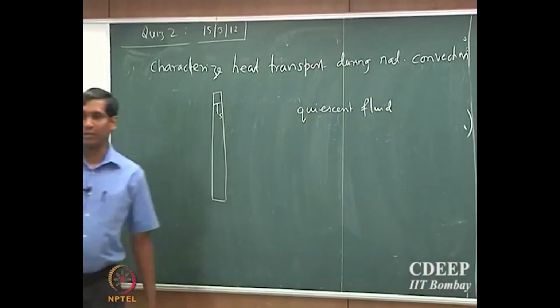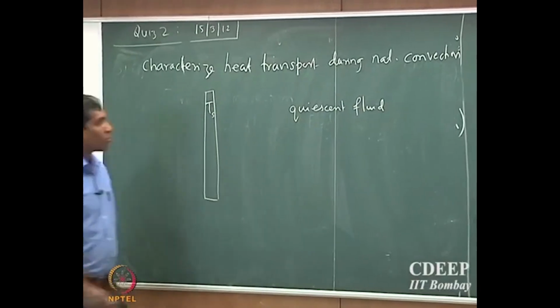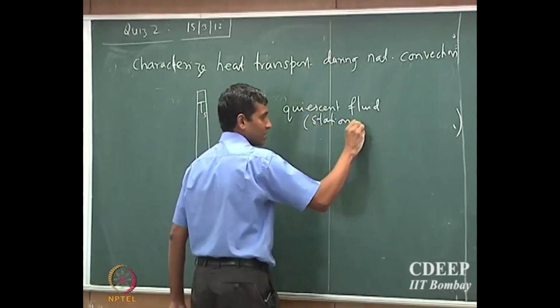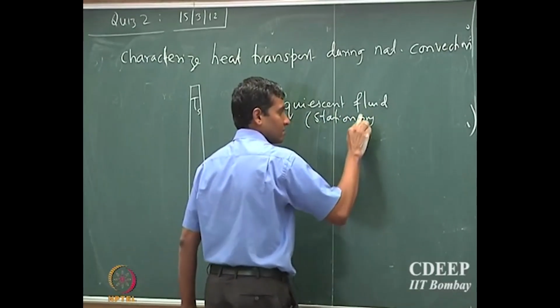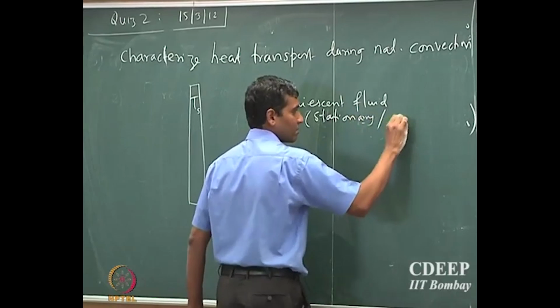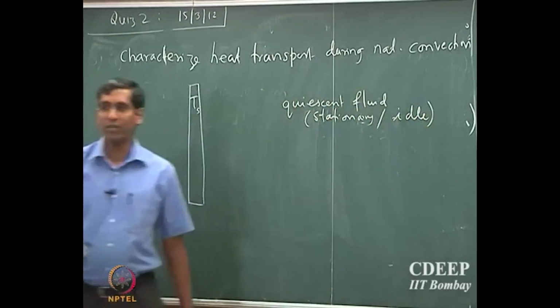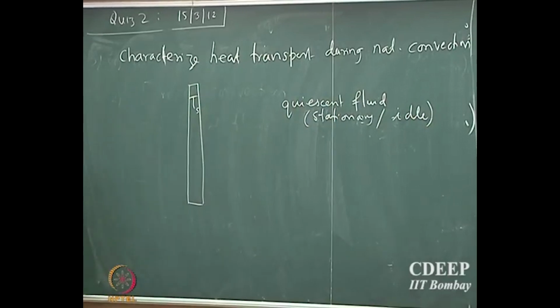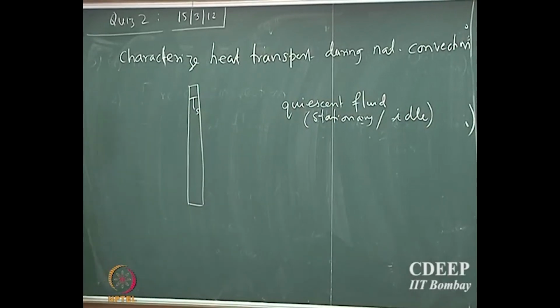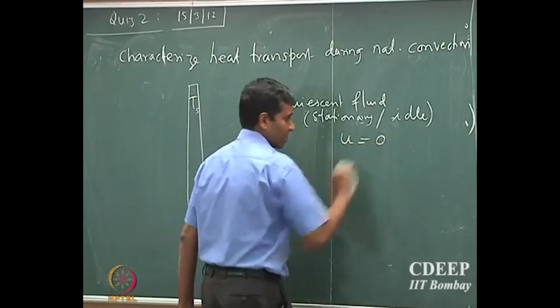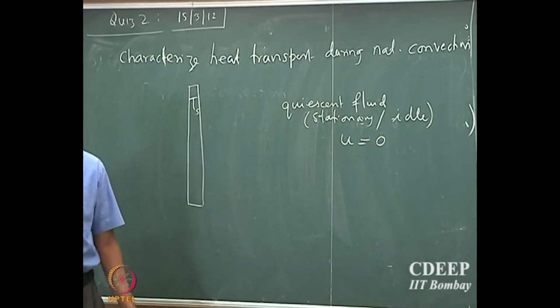I have quiescent fluid which is sitting around. Quiescent means it's basically stationary or sitting idle. This fluid which is just sitting idle, it's not moving, not doing anything, and therefore the bulk velocity is 0 in all directions.